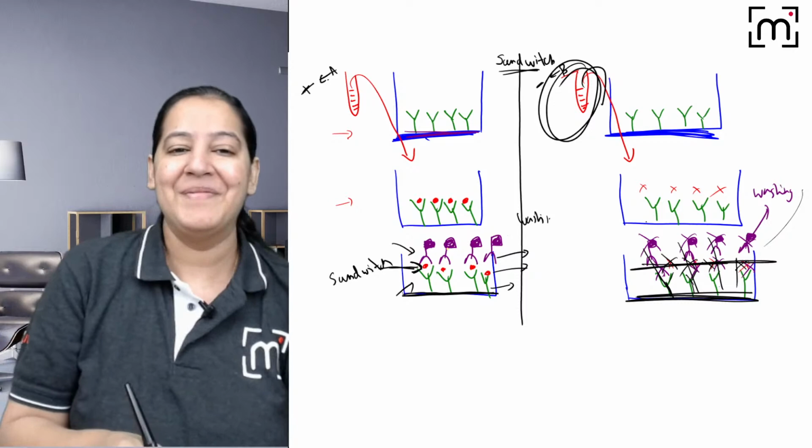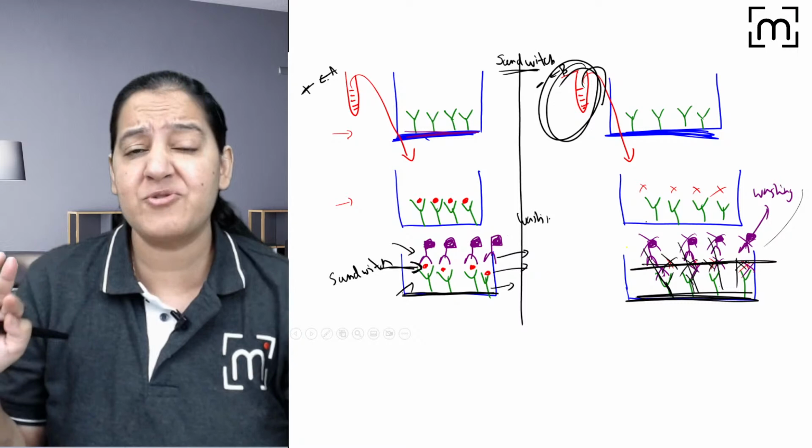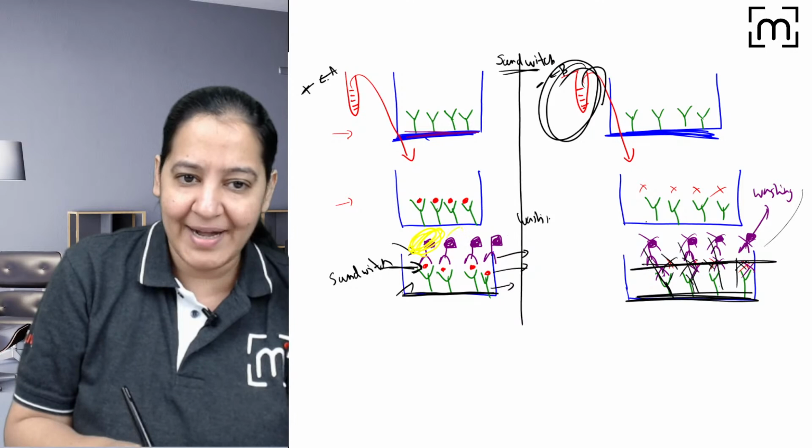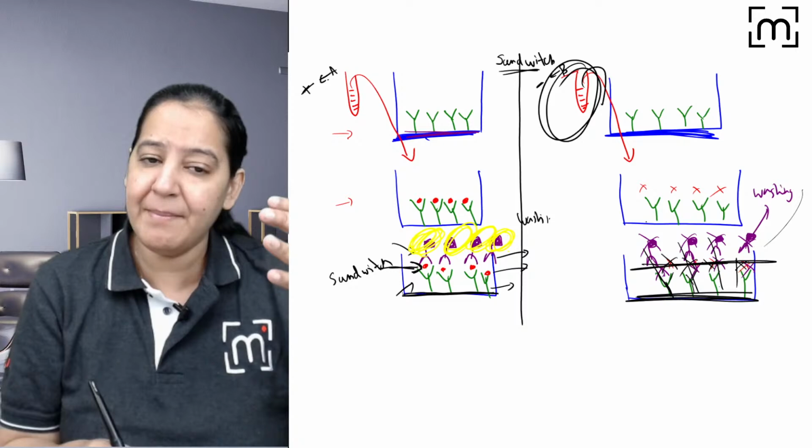The last step I'm drawing here only in step 3. Just add substrate. Substrate for the enzyme linked antibody. The purple antibody is the enzyme linked one. So for that enzyme, what is the substrate? Add that substrate. So I am adding the substrate here. So substrate will be acted on by the enzyme and the enzyme will convert the substrate to product. So here we will see color change.